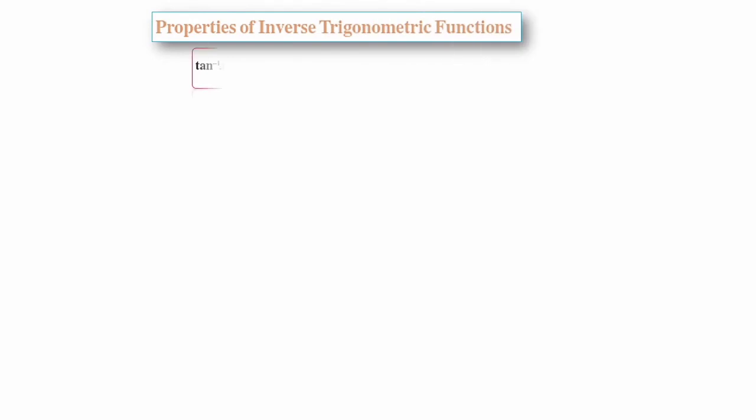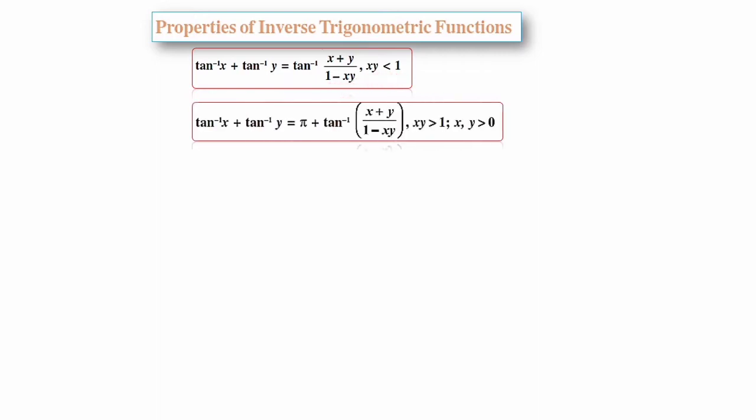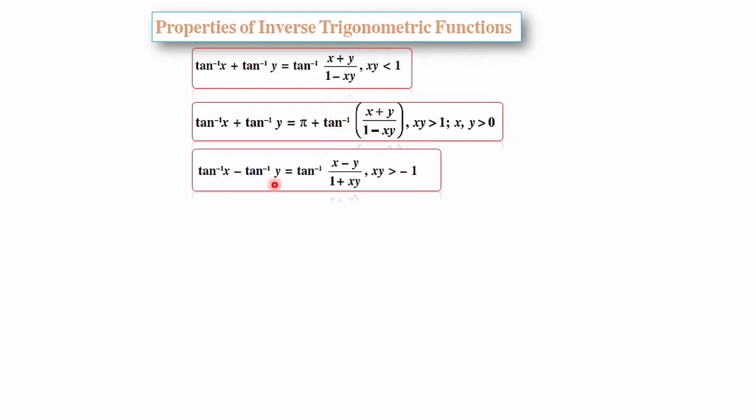Next, we have learned tan inverse x plus tan inverse y is equal to tan inverse of (x plus y) by (1 minus xy) if xy is less than 1. For tan inverse x plus tan inverse y, one more formula is there. If xy is greater than 1, we will use pi plus the previous formula, that is pi plus tan inverse of (x plus y) by (1 minus xy). Tan inverse x minus tan inverse y, we have learned the formula tan inverse of (x minus y) by (1 plus xy).